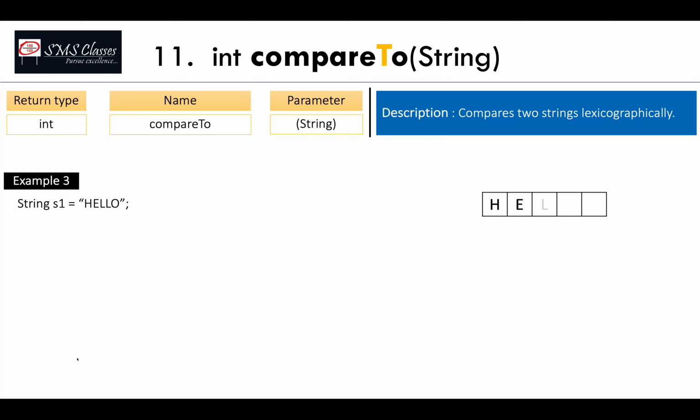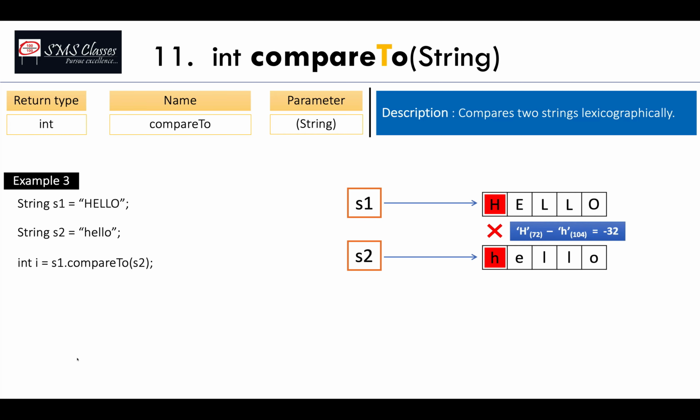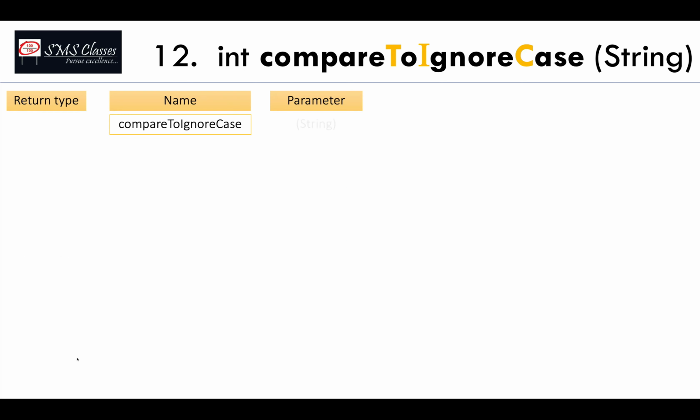So we'll take one more example. "HELLO", S1 all in capital, S2 all in small. Now we are comparing S1.compareTo(S2). So capital H and small h are not equal. So again, Java is case sensitive. The ASCII difference between capital H and small h is minus 32. So it would return minus 32. So that's why we have compareToIgnoreCase.